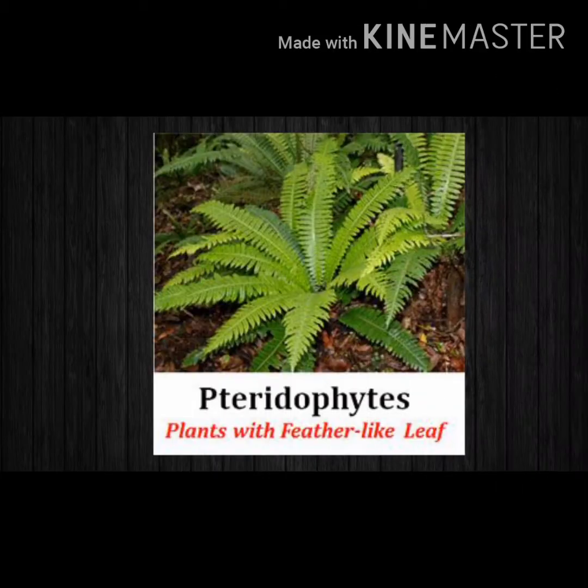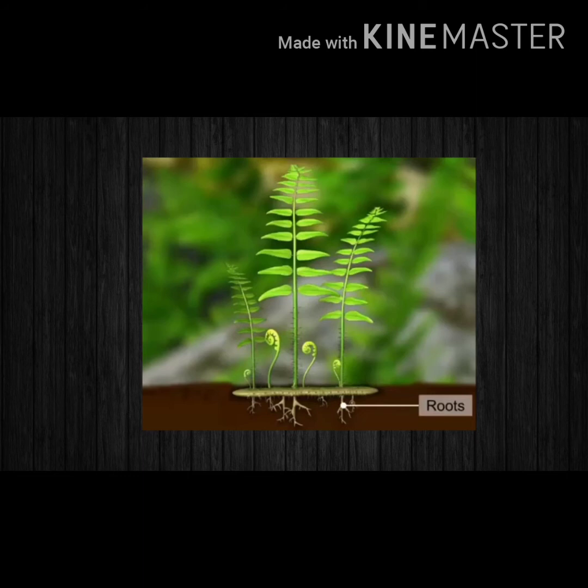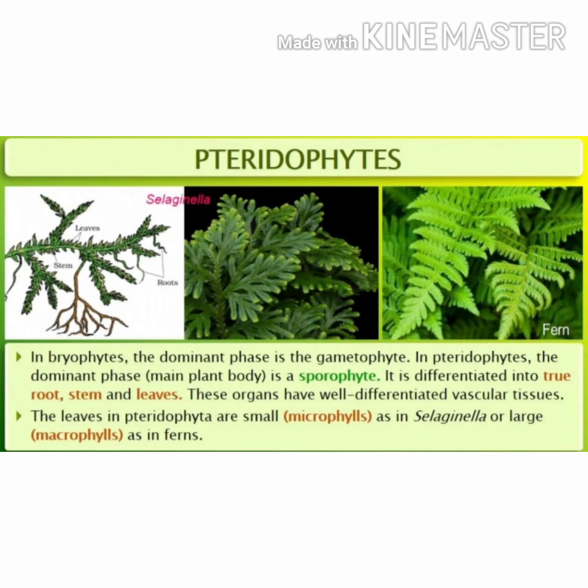Children, today we are going to study pteridophytes. Pteridophytes are the third group coming under kingdom Plantae. These are the plants having feather-like leaves. In pteridophytes, the main plant body is a sporophyte, which is differentiated into true root, stem and leaves.